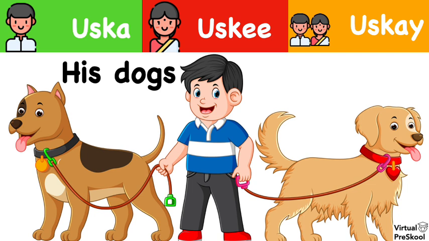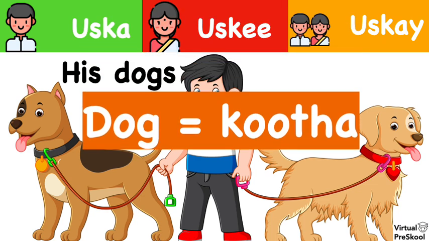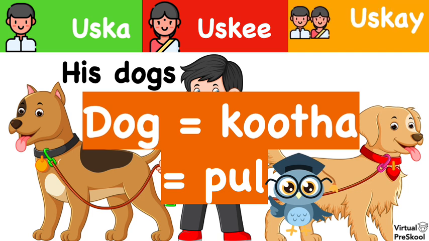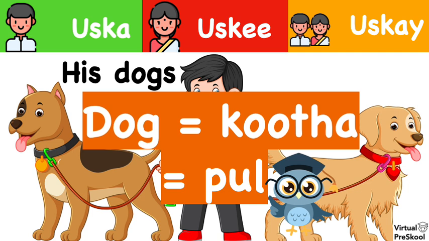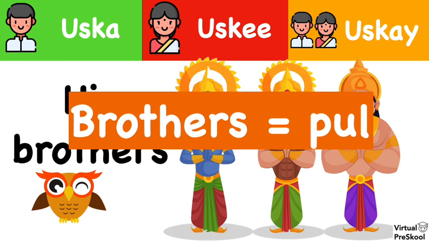All right? What about this one? His dogs. Would it be uska, uskee, or uske? Dog is still kutta, and it's still a plural noun. And as the ending should be telling us, because it ends with an e sound. So would it be uska, uskee, or uske? Uske, because we have more than one plural noun. So it's uske. His brothers, what would this be? Uska, uskee, or uske? Brothers are plural. So this would be uske.